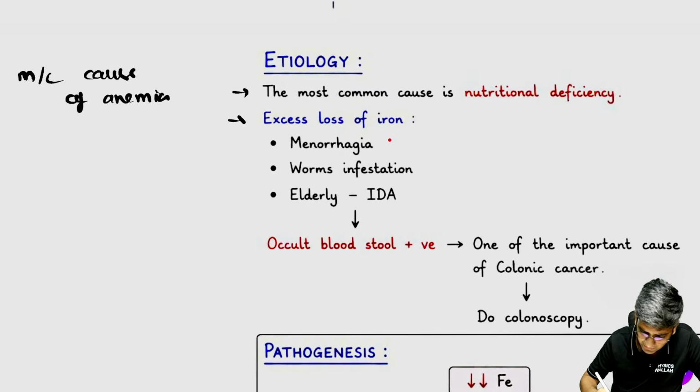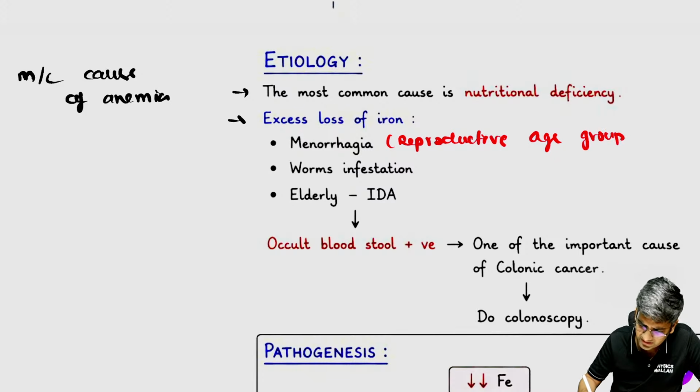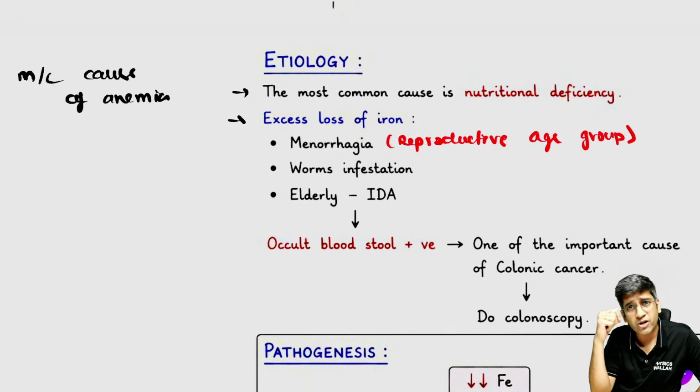In reproductive age group women, the most common cause is menstrual irregularities. May not always be menorrhagia, even normal menstruation, right? You lose up to 50 to 80 ml of blood every month.